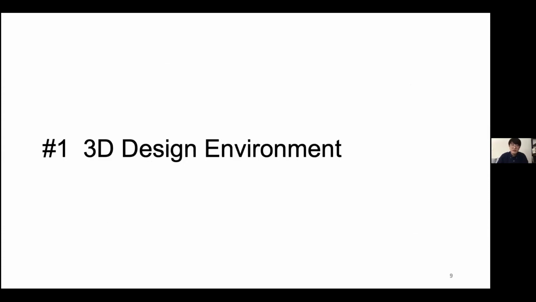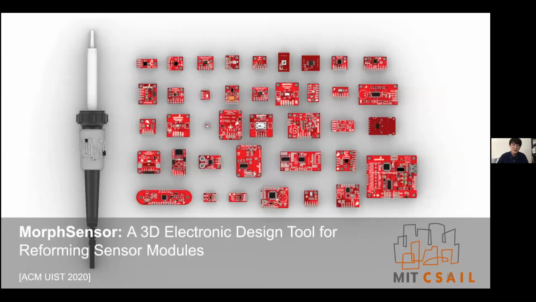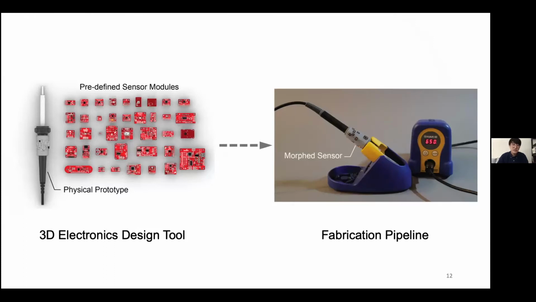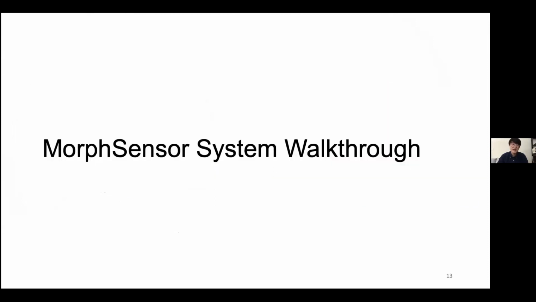Let me start with the 3D design environment for digitally designing object and electronic function together. Morph Sensor, a 3D electronic design tool for reforming sensor modules. Morph Sensor contains two parts: a 3D electronic design tool for designing electronic function in the context of the physical prototype, as well as a fabrication pipeline to rapidly fabricate the resulting morphed sensor. Let me take you through the system walkthrough.